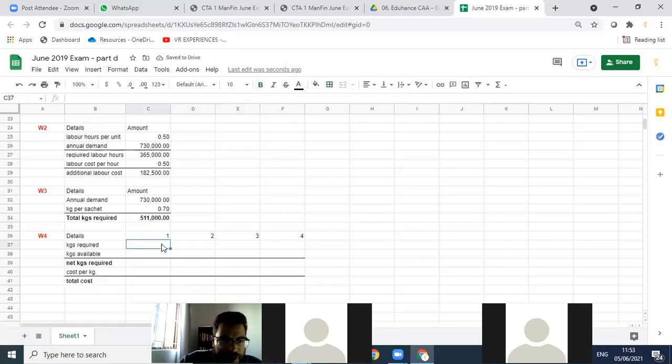Okay, so the kgs required will remain 511, because remember, it's 730,000 units every year, so it will remain the same each year. But currently we have 40,000 kgs on hand. The others will be nothing, so 0, 0, 0. So the net kgs will just be that minus that.